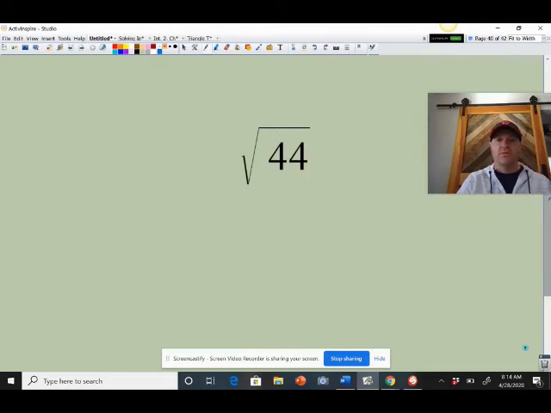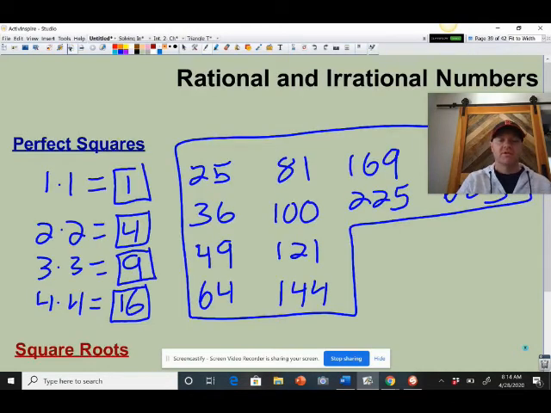The square root of 44. So what we're going to do is go to our list of perfect squares. We're going to find the one that's above 44 and the one that's below 44. And I'm looking right here, and I'm thinking it's these two numbers, 36 and 49. Those are the ones that are right in between.